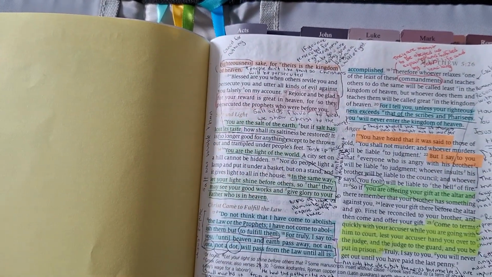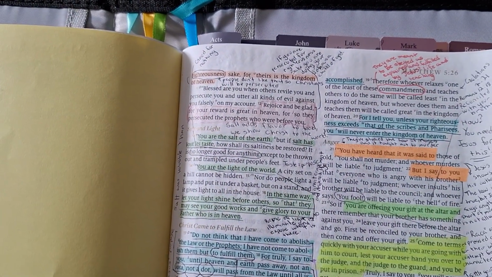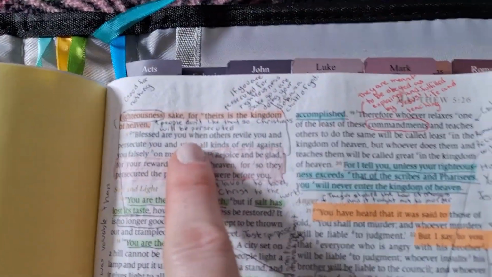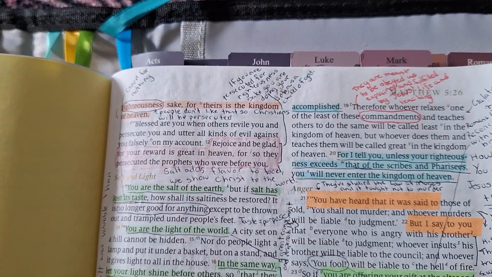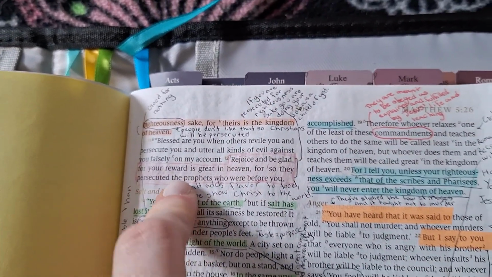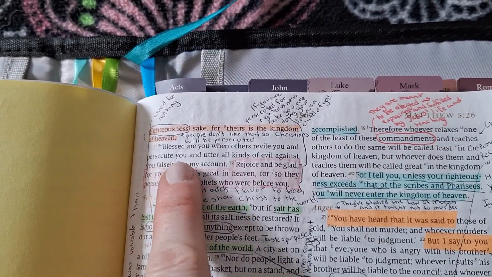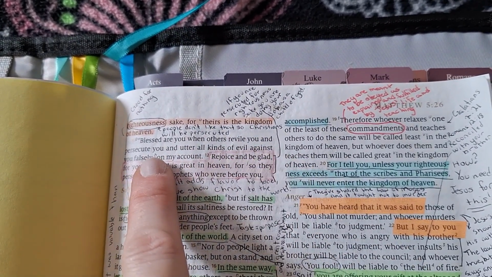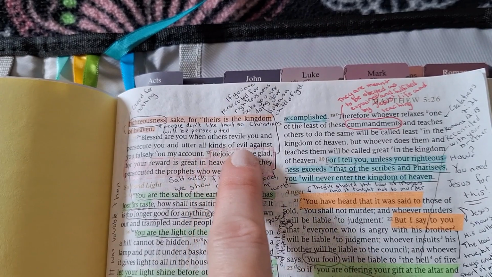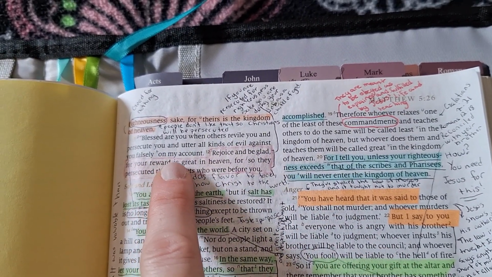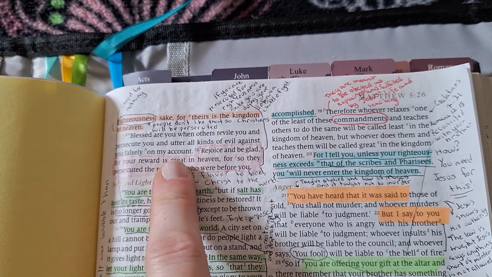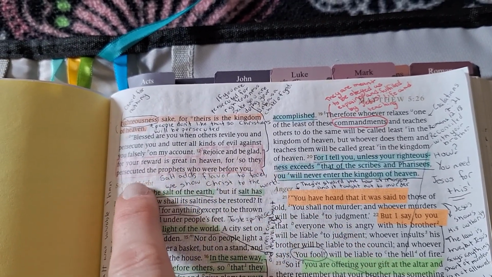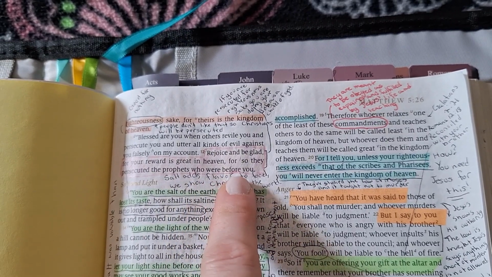There are people who don't like that Christians will be persecuted. Unfortunately, if you are a Christian, you're going to be persecuted. That kind of comes with the territory. So it says, blessed are you when you revile and persecute and utter all kinds of evil against you falsely on my account. Rejoice and be glad, for your reward is great in heaven, for so they persecuted the prophets who were before you.